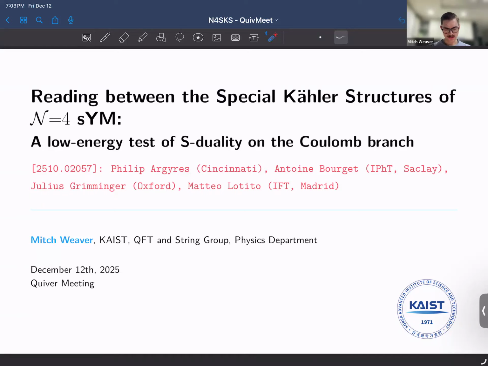Yeah, and it's going to be sort of explaining a story that takes into account something called special Kahler structure of 4D N=2 Coulomb branch geometries. And our specific setting is going to be in the realm of N=4 super-Yang-Mills. And ultimately, what we end up going about doing serves as sort of a low energy test of S-duality. So hopefully, in the process of going through the talk, it'll become apparent why I have this kind of subtitle there. But with that, let me get going.